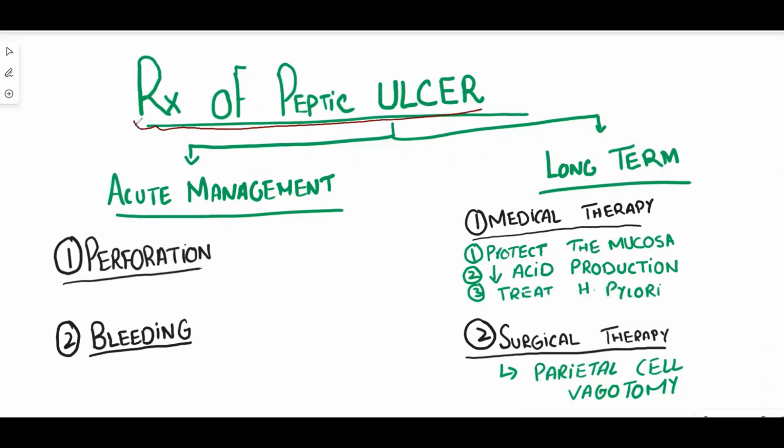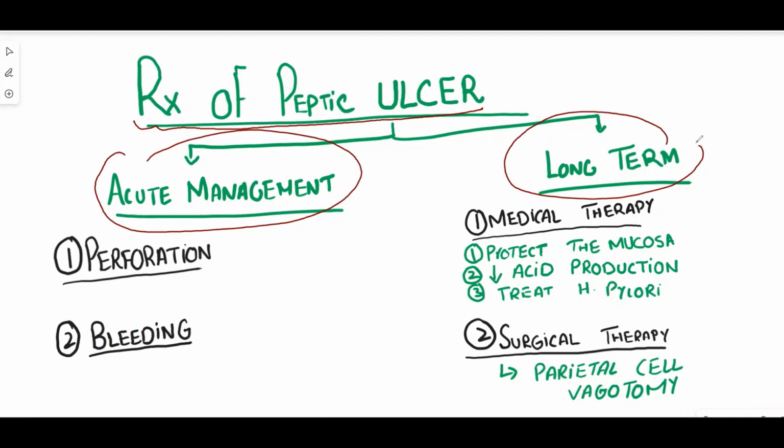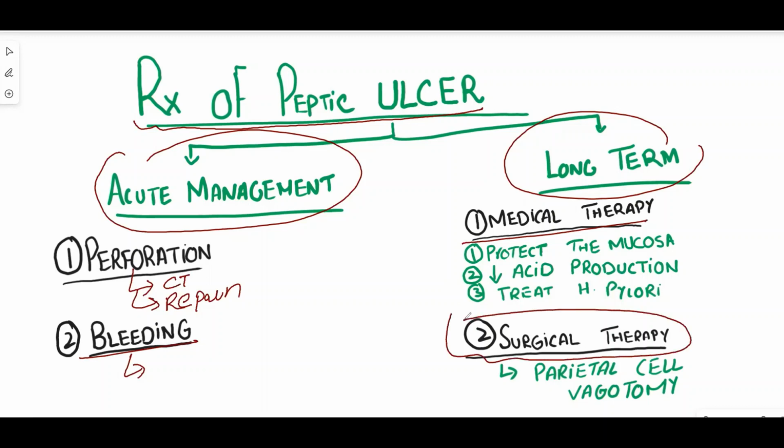The treatment of the peptic ulcer is divided into two parts: acute management and long-term management. In acute management, you mainly manage the emergency like perforation, confirm on the CT scan, then surgical repair of the perforation, and identify the bleeding and then treat the bleeding. The long term is further divided into two types, medical therapy and surgical therapy. The aim of the medical therapy is to protect the mucosa, decrease acid production, and treat the H. pylori infection, while the surgical therapy is basically parietal cell vagotomy. The parietal cell is the main culprit producing the gastric acid HCl. If you surgically treat this condition, it will help the patient.